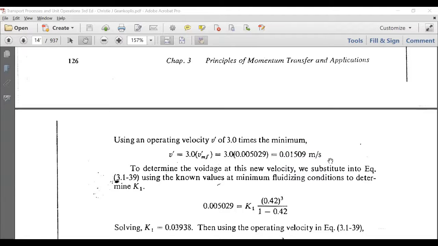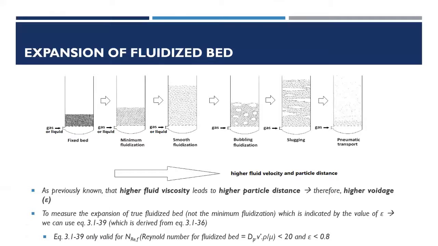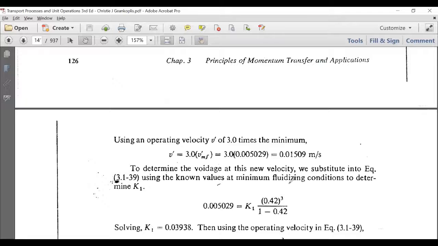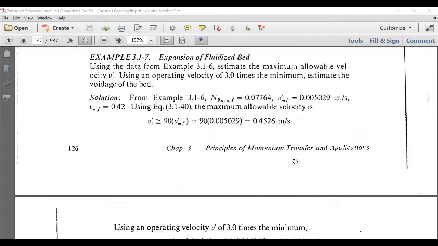now you can try to put it into this equation: dp times 0.01509 times density over mu. Now, if it's still less than 0.4, then your assumption is already correct.